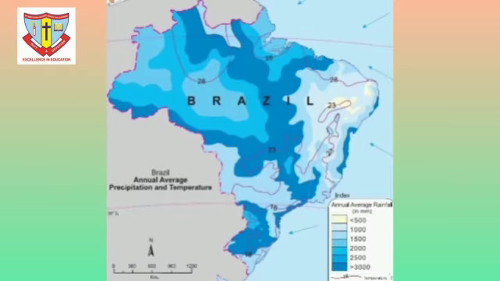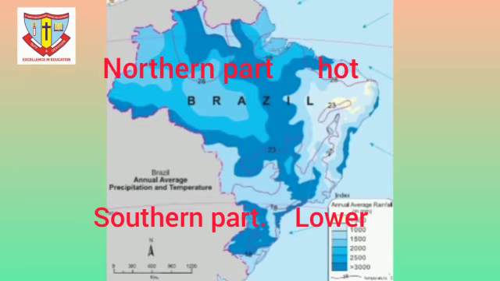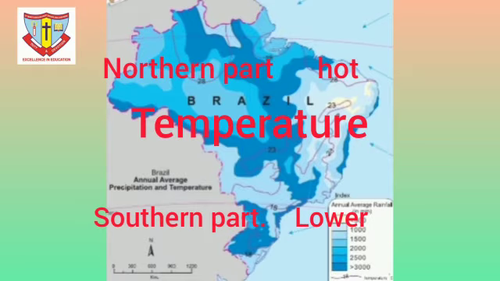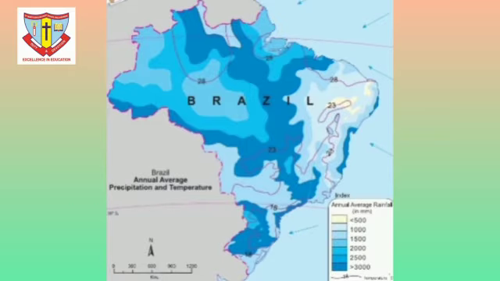Considering the temperature in Brazil, the northern part of Brazil is hot while the temperatures in the southern part are comparatively lower. Seasonal variations are found in this pattern. Near the equator of the Brazilian coast, temperature does not vary much. In the coastal regions near the equator in Brazil, differences in temperatures are negligible.